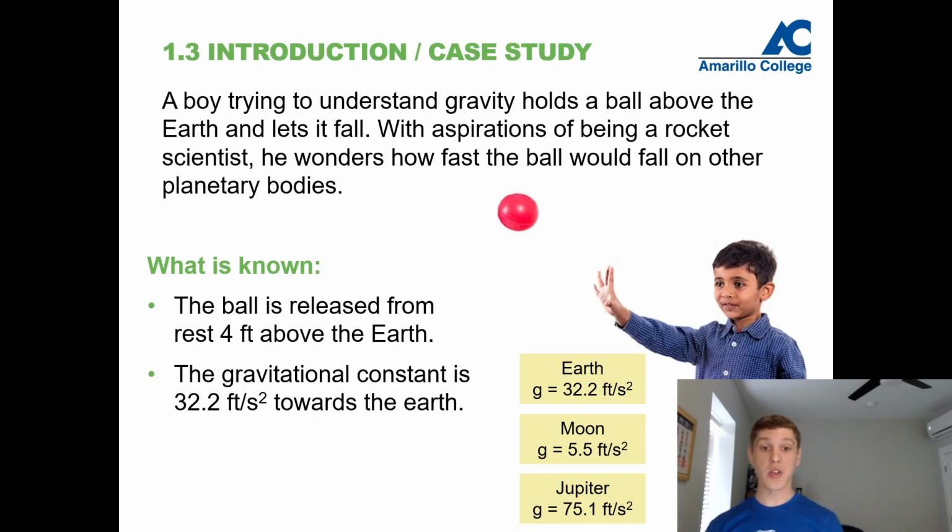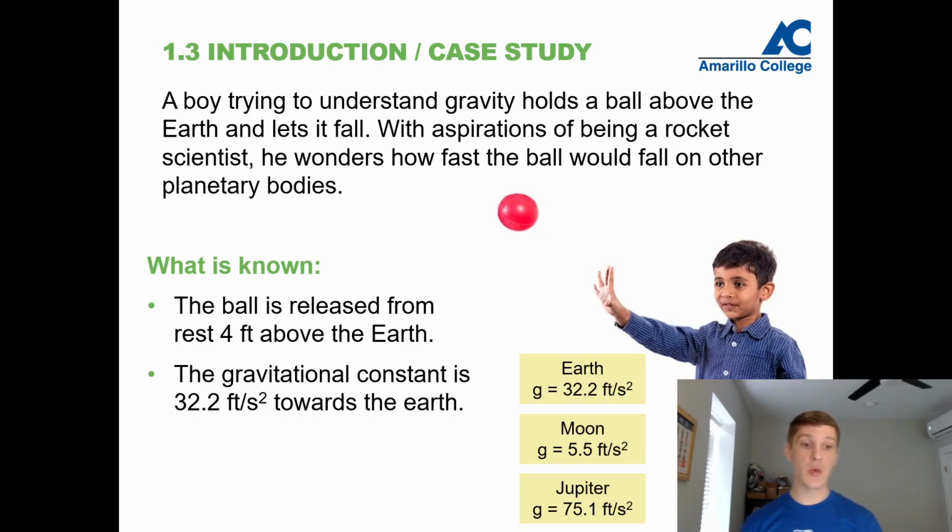So what we know is the ball is released from rest 4 feet above the ground on Earth, and the gravitational constant of Earth is 32.2 feet per second squared. Anytime you have an object being acted on only by gravity, we know that the acceleration is constant, but it does depend on the gravitational field in which the problem is taking place. In this case, the problem is taking place on Earth. We know that the gravitational constant on Earth is 32.2 feet per second squared.